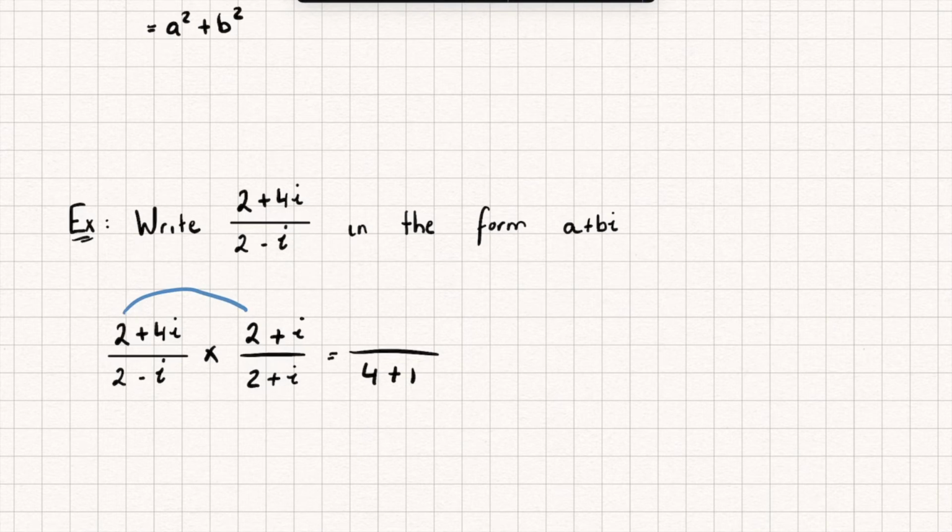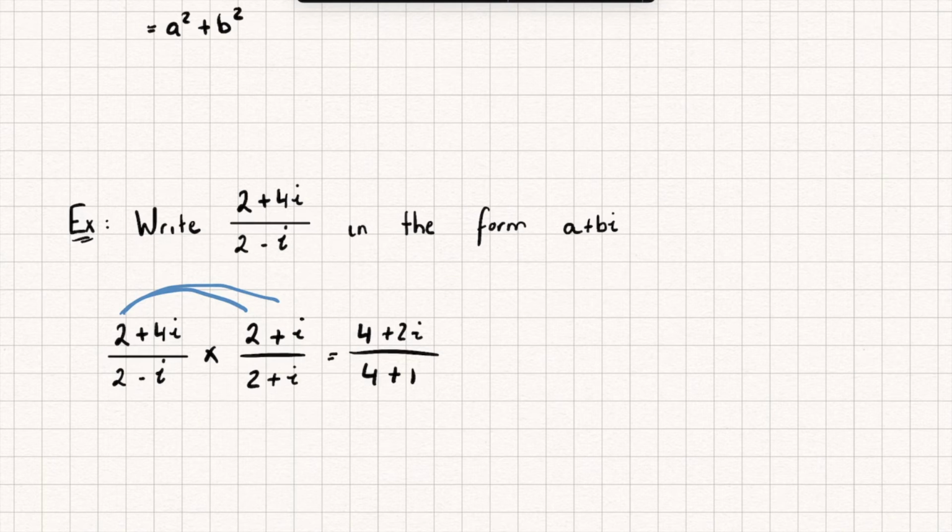2 multiplied by 2 is 4. 2 multiplied by i is just 2i, so plus 2i. We've then got 4i multiplied by 2. That's just going to give us plus 8i. And finally, 4i multiplied by i is going to give us plus 4i squared. So I could write it over here, plus 4i squared, which is just the same as minus 4. Hopefully you can kind of see how that works.